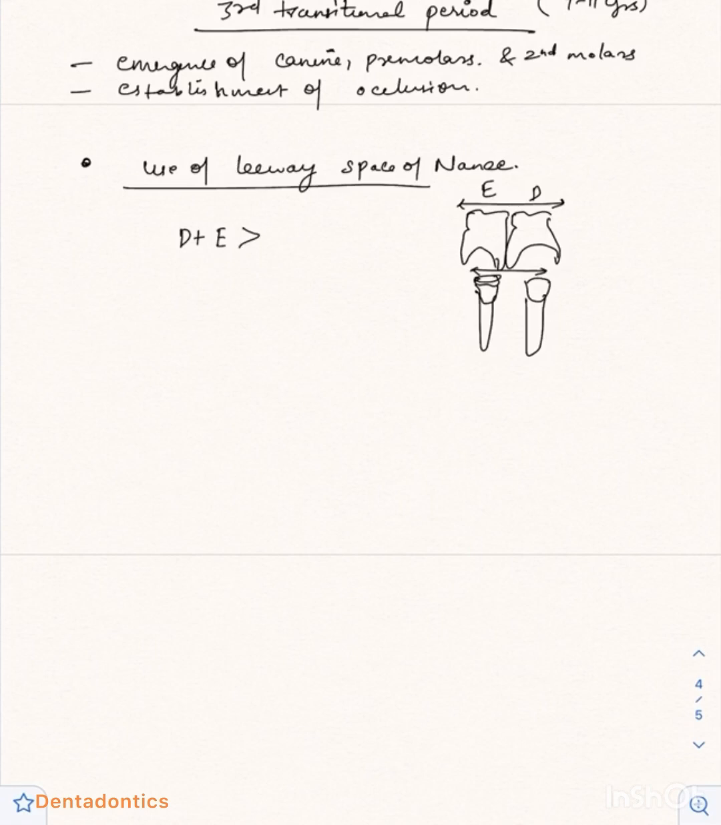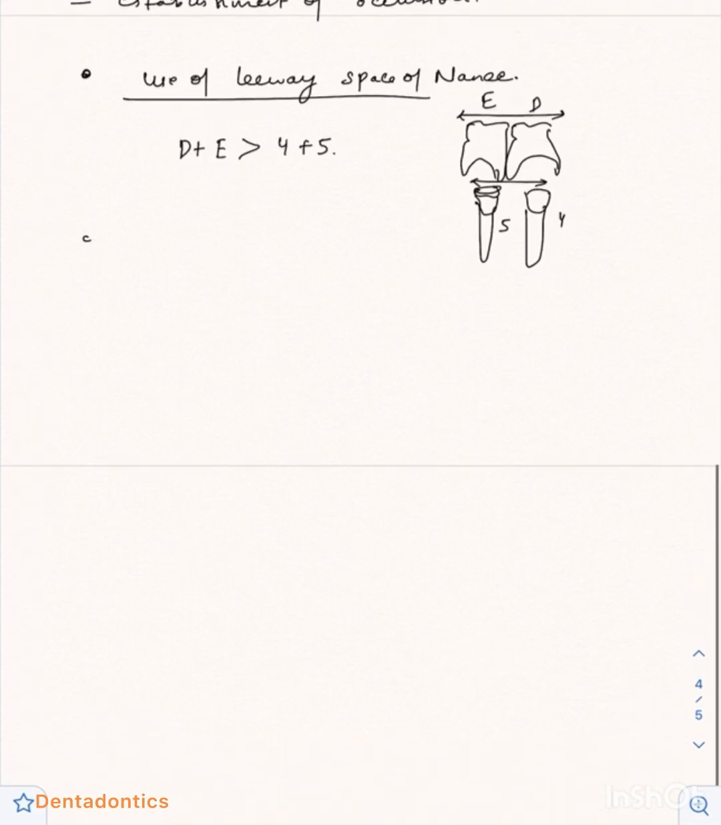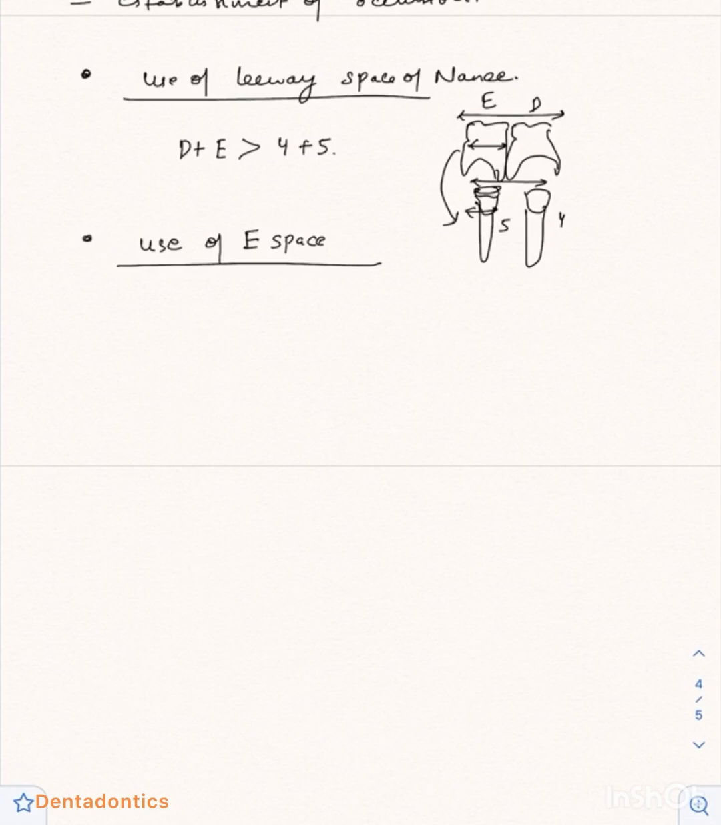Now coming to the another space known as E space. E space is the difference in size of primary second molar and the second premolar. As we know that the mesodistal dimension of the primary second molar E is greater than the mesodistal dimension of the second premolar, this space is known as E space.